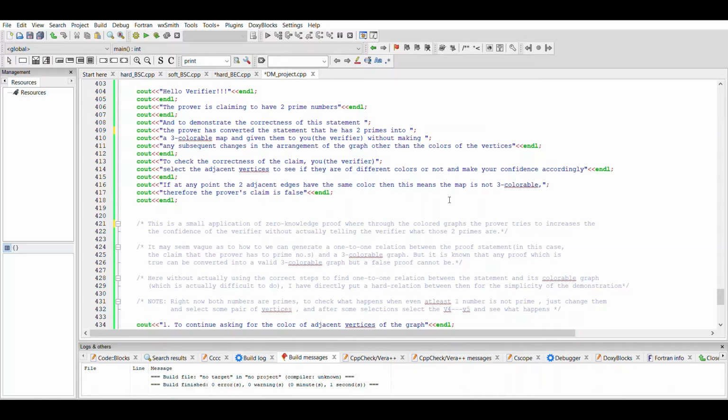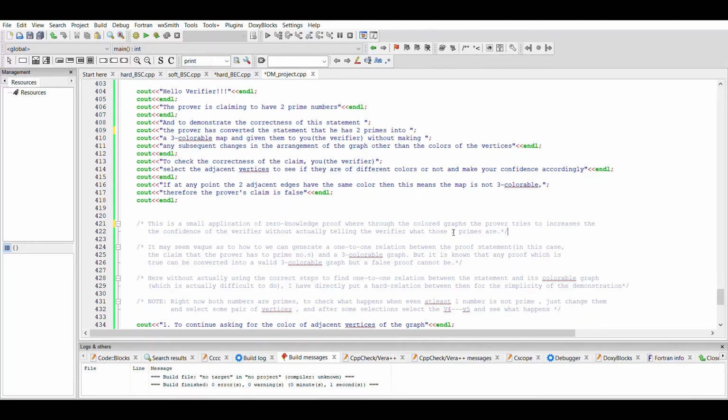This is my code for the zero knowledge proof demonstration. This is basically just a small application of zero knowledge proof, where through the use of colored graphs, the prover tries to increase the confidence of the verifier without actually telling the verifier the details about the proof statement.